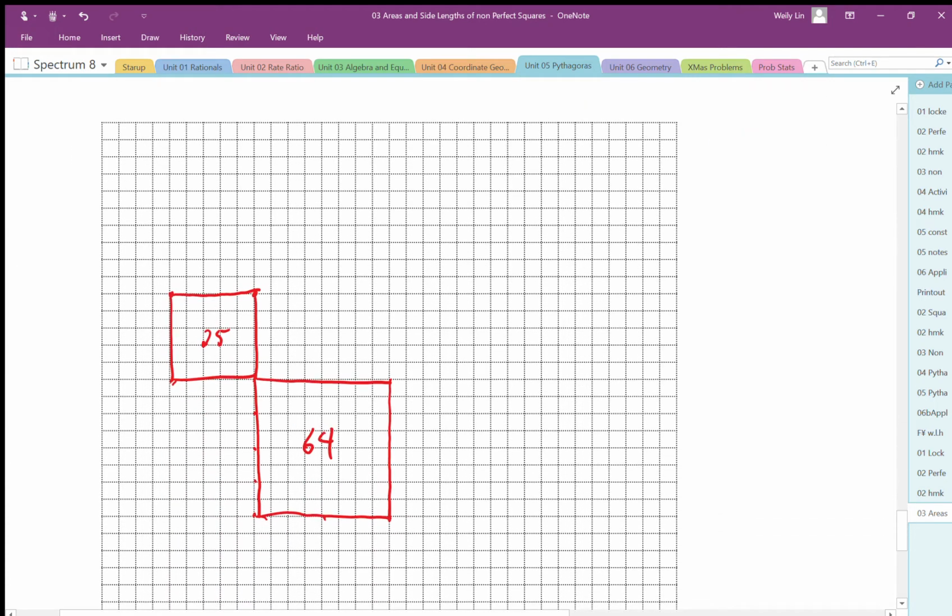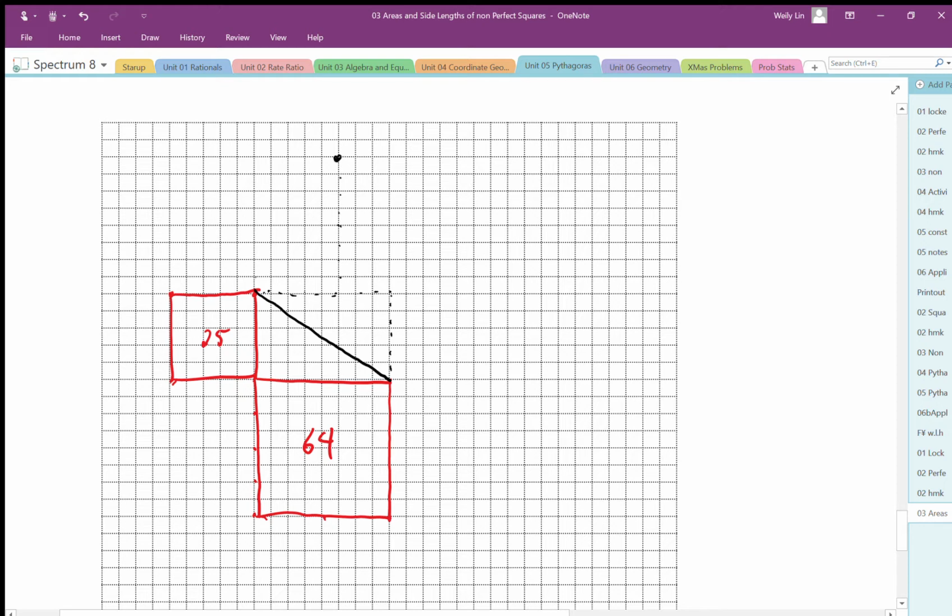So I've drawn out a 25 square and a 64 square, and what we were talking about before, I don't know if this is going to always work, but it seems like if I use this right triangle, this is a 5 by 8 triangle, and I make a square off of this diagonal here. So I'm going to go 5, and 1, 2, 3, 4, 5, 6, 7, 8.